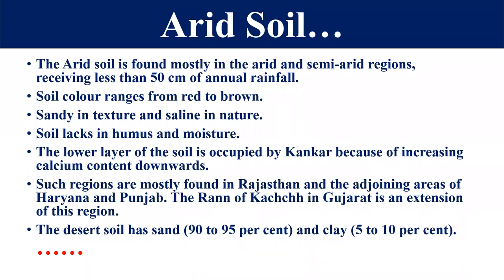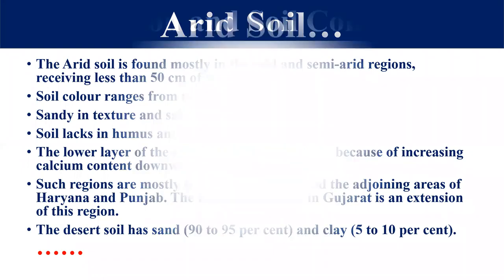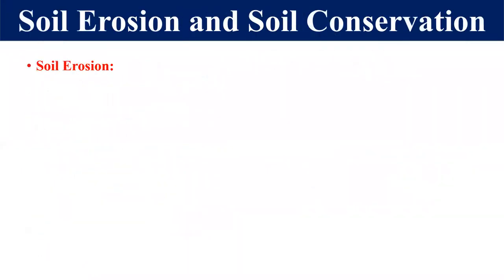So we are discussing soil. It is also a natural resource. After the green revolution, we are using all the modern inputs so that production can be increased. Due to this, the quality of the soil is going to decline. So to conserve our soil, we have to focus on this. Before discussing it, first of all, let's discuss soil erosion.